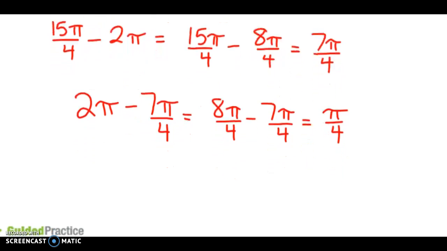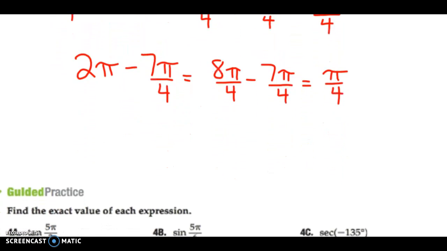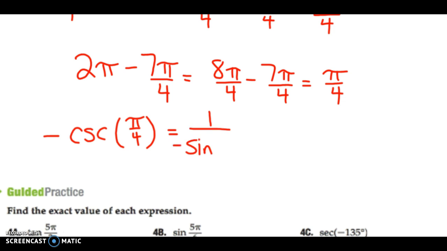Now for cosecant, when I look back, in the fourth quadrant sine values are negative. So this is going to be negative cosecant of pi over 4. Remember, cosecant is the inverse of sine, which is why I know it's going to be negative. So cosecant is 1 over sine of pi over 4, and that's going to be 1 over negative, and then the sine of pi over 4 is the square root of 2 over 2.